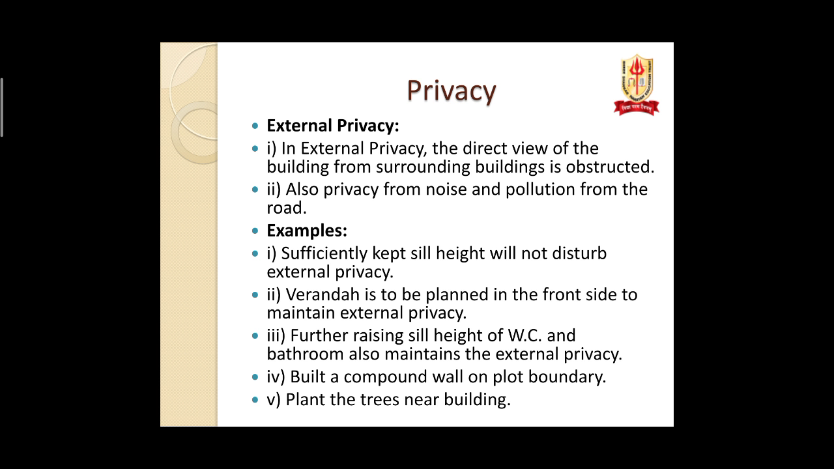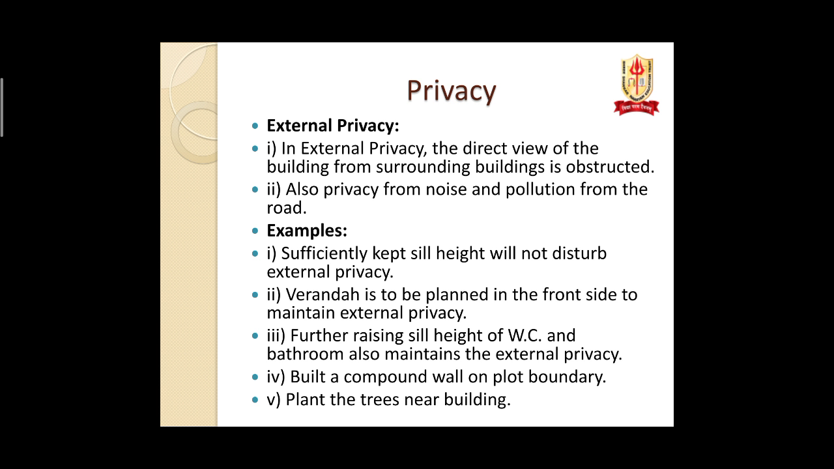Then we come to external privacy. In external privacy, the direct view of the building from the surrounding buildings is obstructed. It also prevents noise and pollution from the road. External privacy means building to building privacy. If you want to maintain building to building privacy, then obviously we should construct a compound wall throughout the plot area so that some distance is maintained between the buildings and external privacy is maintained.